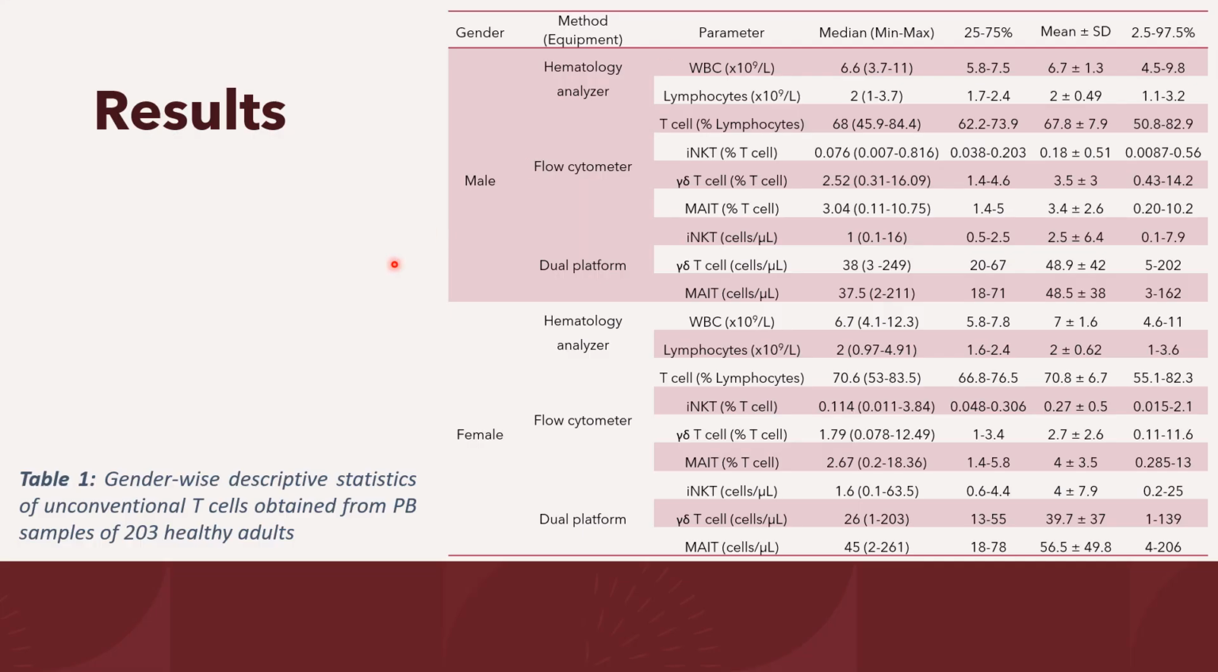The descriptive statistics of the unconventional T cells have been calculated here, and they have been categorized as the male group and the female group to see the differences between them. And this flow cytometric value contains the T cell percentage of the unconventional T cells here. And we have also calculated the absolute number of the iNKT cells, gamma delta T cells, and MAIT cells in both of the groups.